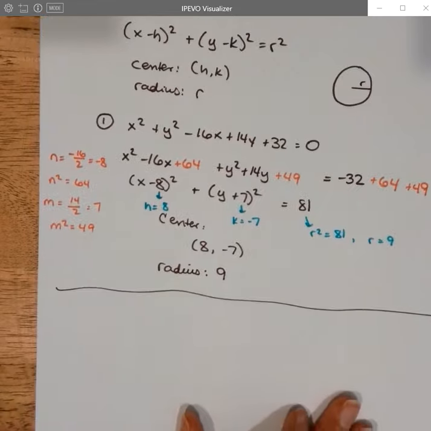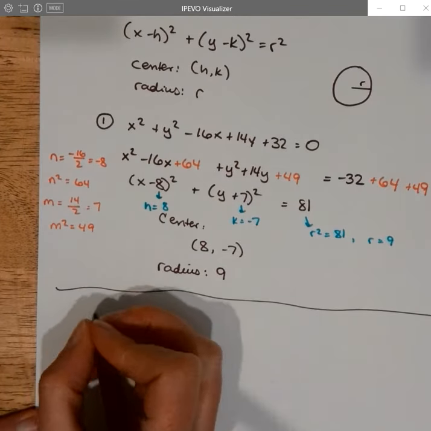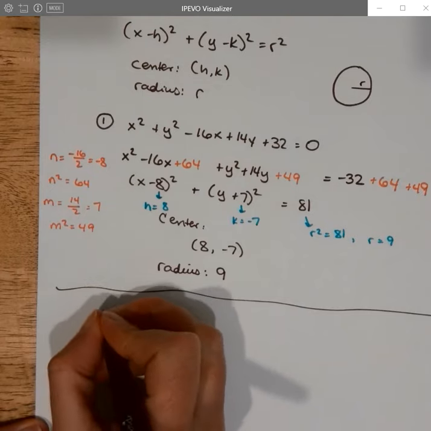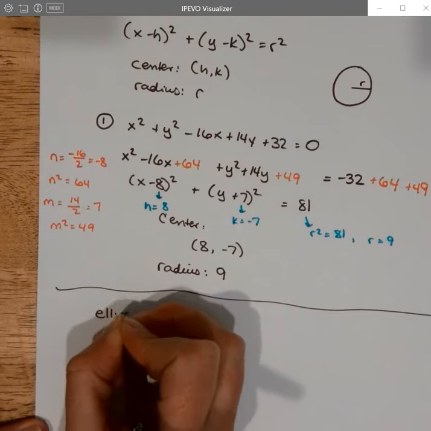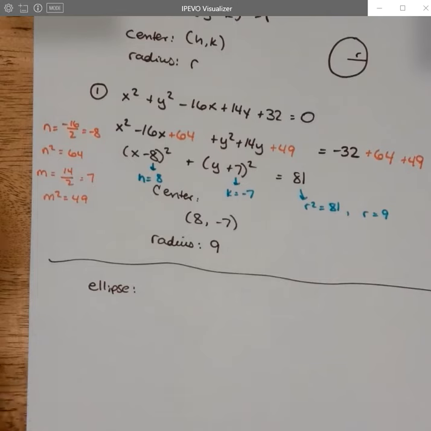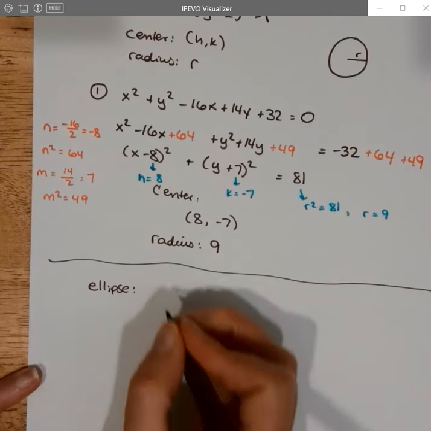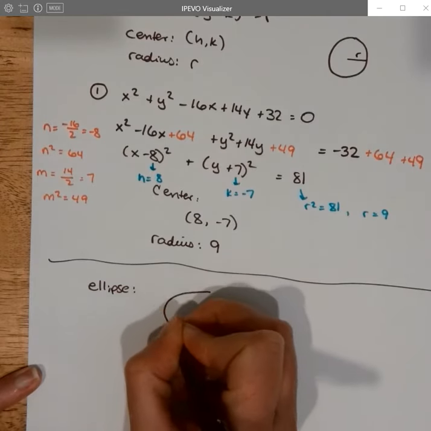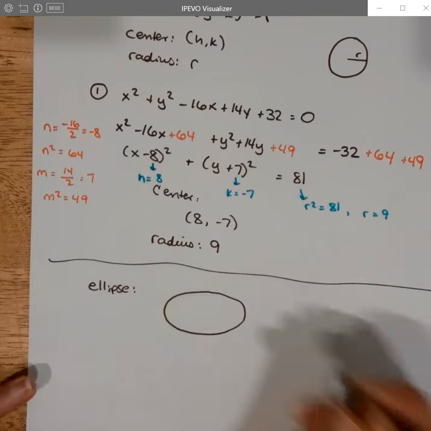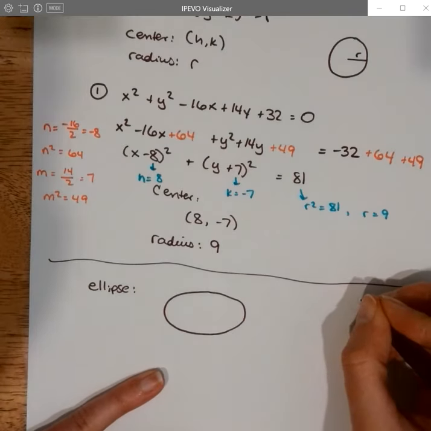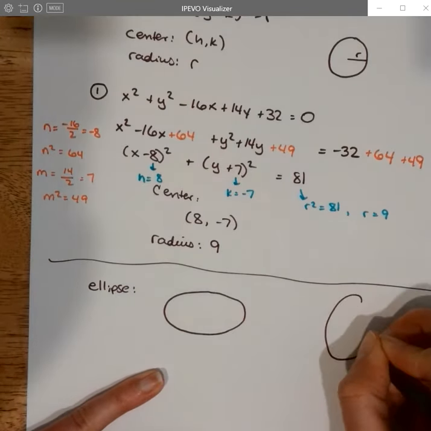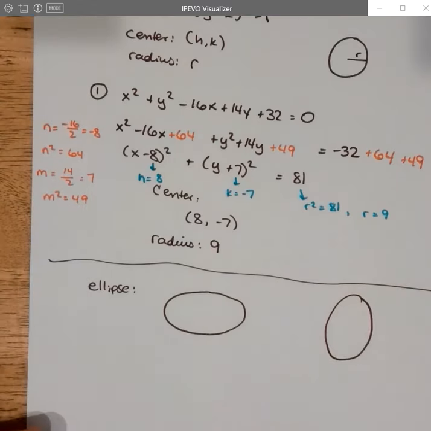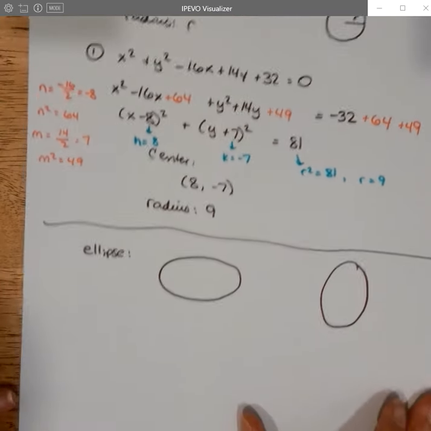All right. So next, let's talk about the ellipse. The ellipse is going to have some more interesting features. Okay, so there are two kinds of ellipse. There are ellipses that have a longer horizontal axis, and there are ellipses that have a longer vertical axis. Okay, so we'll talk about both cases.